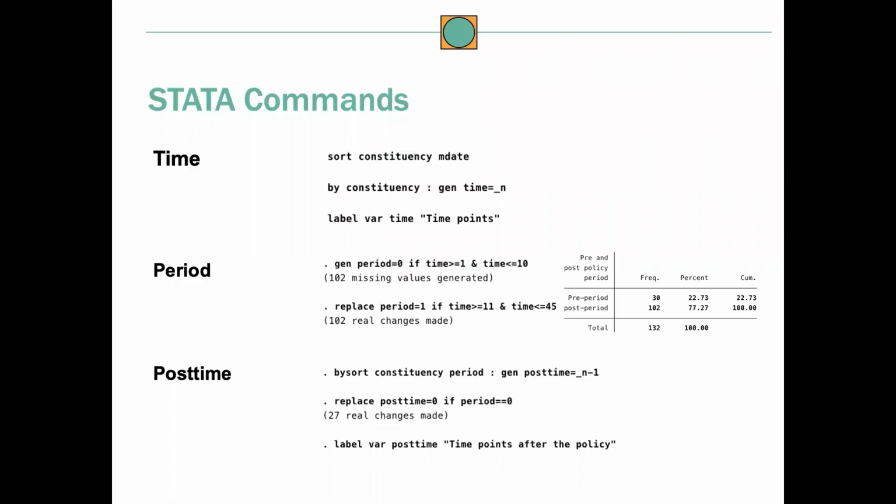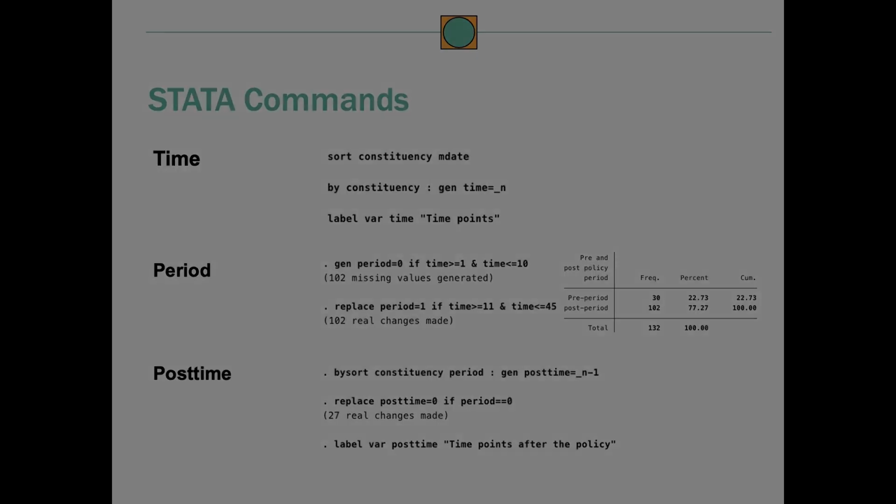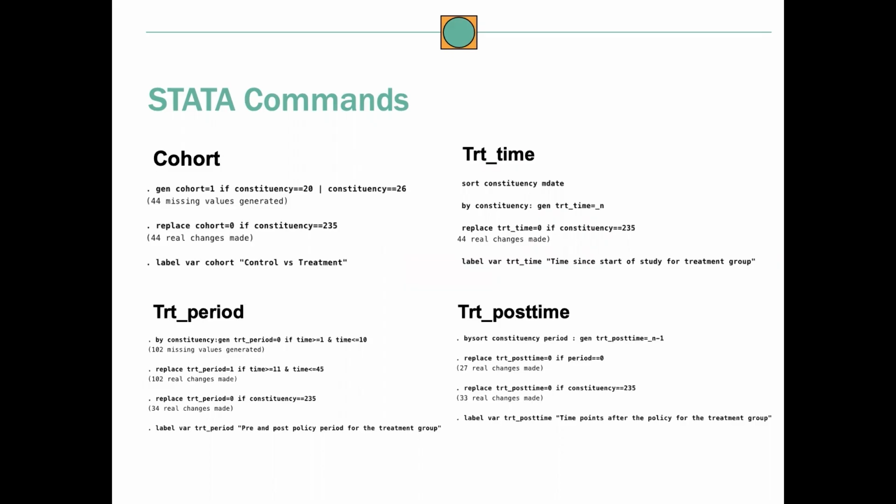We're not going to spend too much time on the time period and post time because we did talk about it in part 2 of the video tutorial on interrupted time series. Focusing on these additional variables we're creating for the multiple group interrupted time series, for our cohort variable, to create this, we assign the treatment group a value of 1 and the control group a value of 0. For our treatment time, we sorted our data and created a variable that counted the number of observations for each constituency. And we then assigned all values in the control group a value of 0.